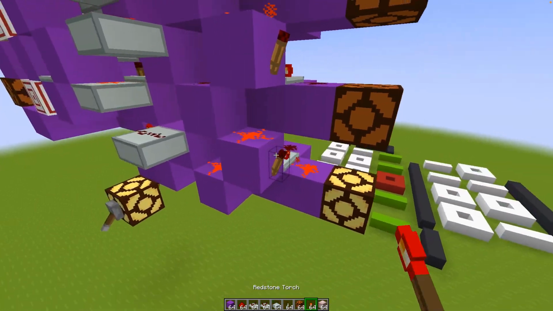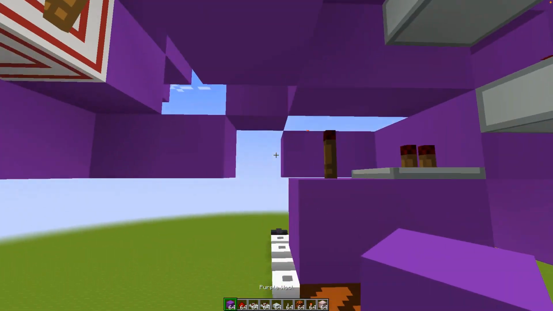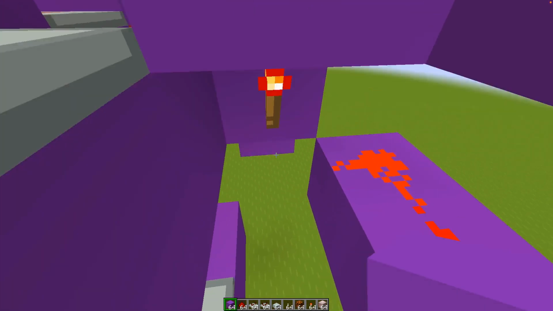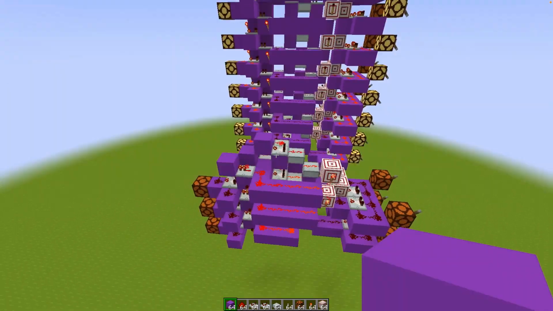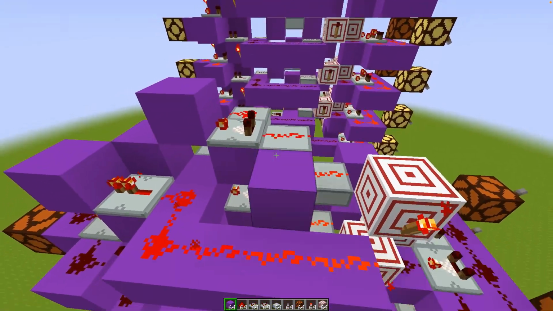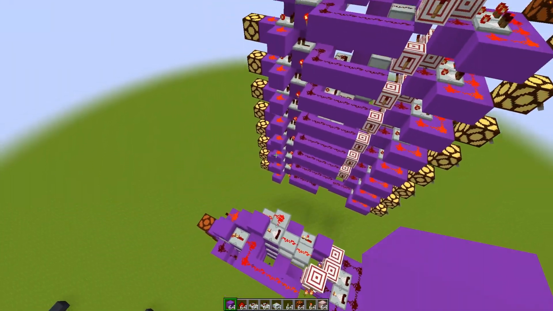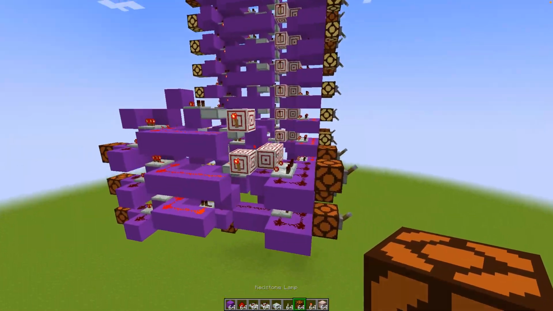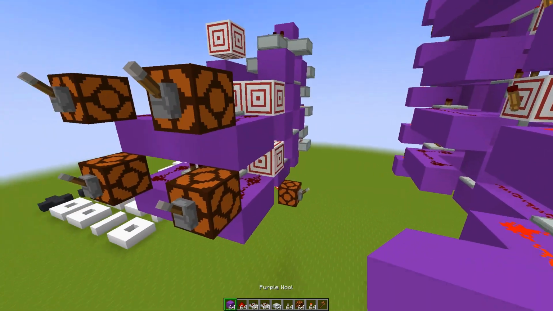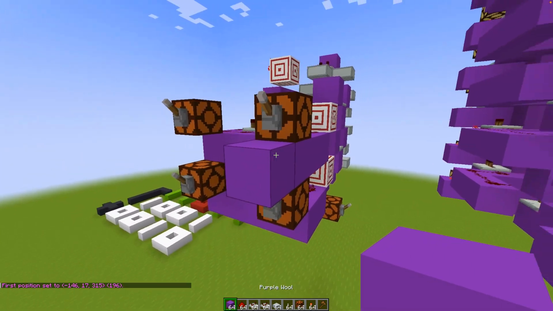Now the reason why we needed to redirect this torch to some other place is because otherwise the carry tower will run out of signal strength before it goes to the final carry out bit, which we don't want because then we don't have a carry out bit. Okay, let's stack it now.